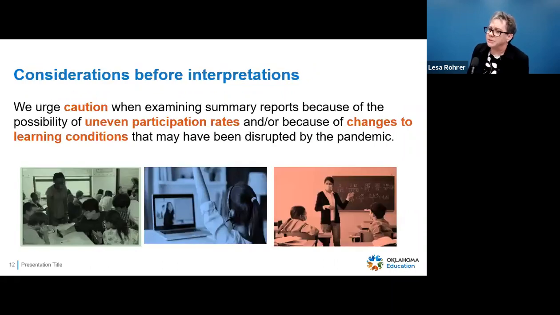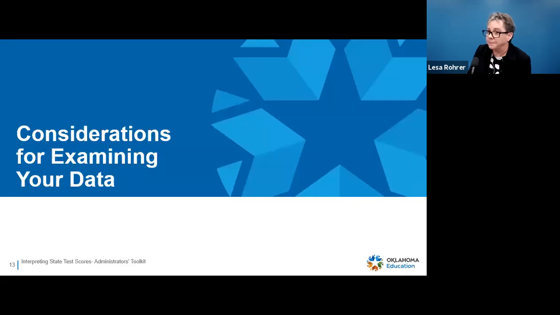So considerations, we urge caution, that yellow light, when examining summary reports because of the possibility of uneven participation rates and because of changes to learning conditions that may have been disrupted by the pandemic. Again, we went from a face-to-face learning environment to a complete online learning environment, back to maybe a face-to-face, maybe a continued online. So when we're thinking about that, those changes need to be considered, and that's your local context, and you know that better than anyone.